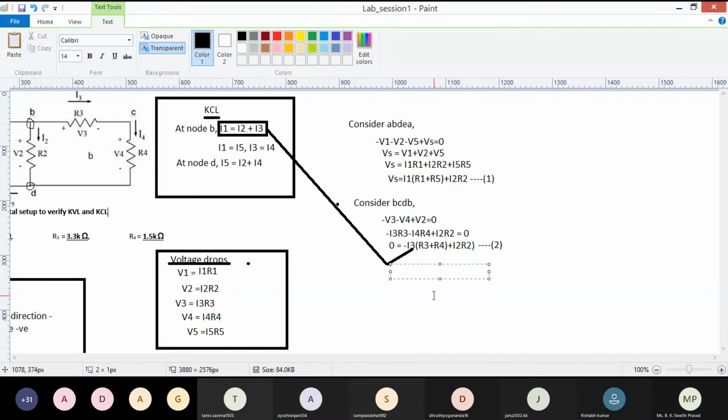So what do you get? 0 equals minus, what is I3 now? I1 minus I2, I2, plus. Now the equations 1 and 3 are comparable. The only thing is I need to subtract I1 and I2, correct?